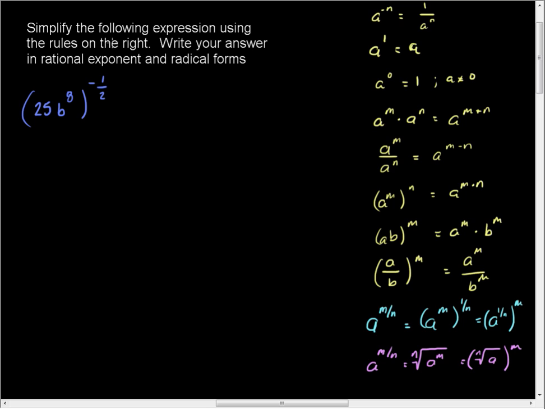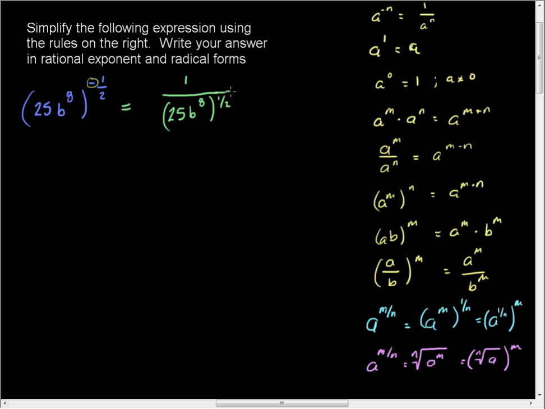When I'm dealing with these, I like to go ahead and take care of anything weird on the outside first, and so I'm going to take care of this negative sign. All it's going to do is flip everything, just like in this first rule, where if I raise a number to a negative power, I simply write the fraction, and then the power becomes positive. So this is going to be 1 over 25b to the 8th raised to the 1/2.